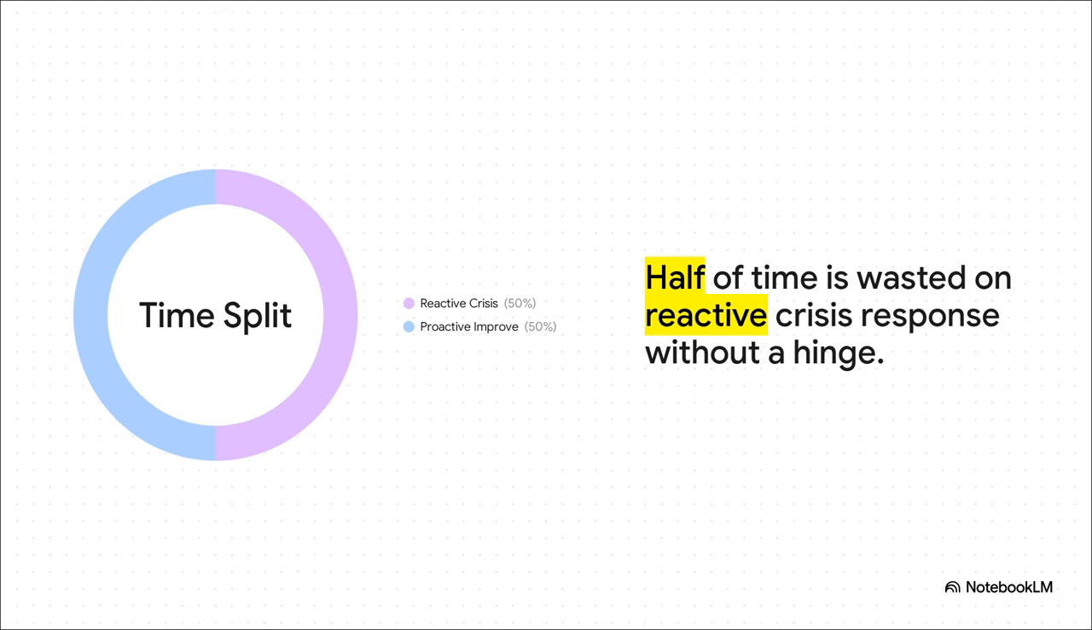This reactive state totally masks stagnation as progress. Why? Because everyone is incredibly busy, but nothing is actually getting better. To engineer positive time compression for students, a school has got to claw back and fiercely protect the other half of that equation, the proactive improvement time.